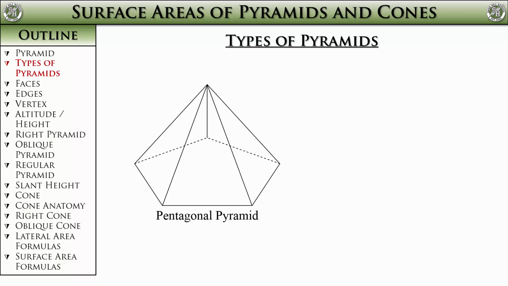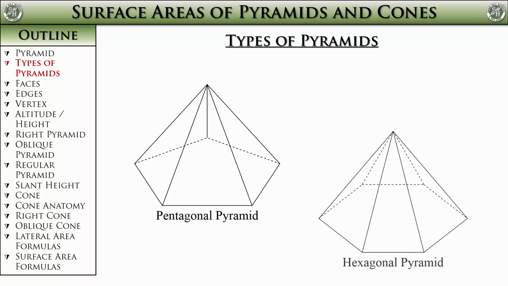Pentagon on the bottom, then it's a pentagonal pyramid. Hexagon on the bottom, then it's a hexagonal pyramid. You probably get the idea.